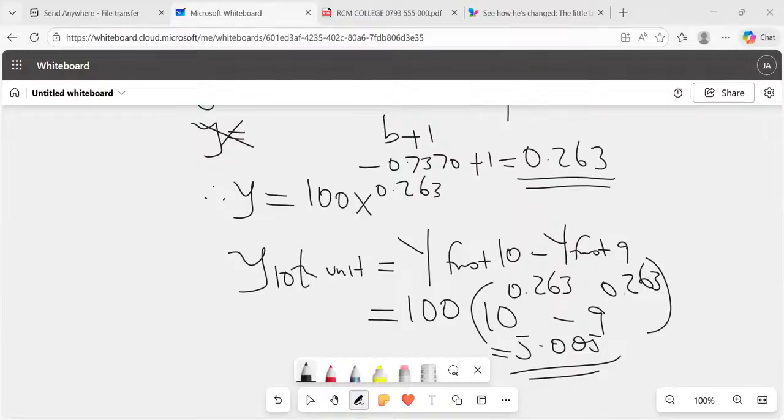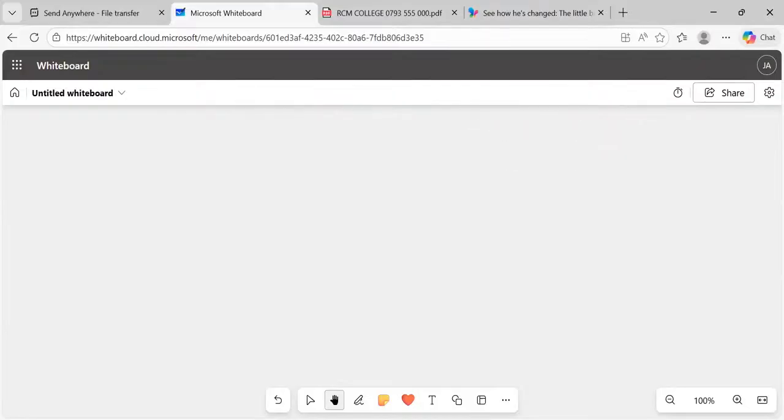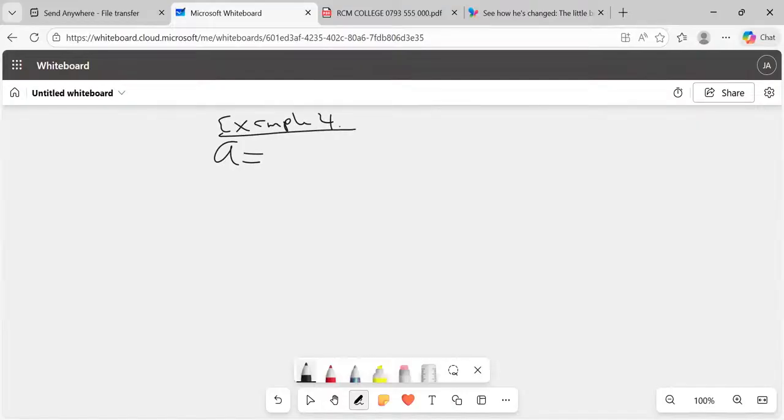Now, example number 4. Great. So we are given here example 4. Before we look at our past papers, example 4: A is 50, R is 85%.